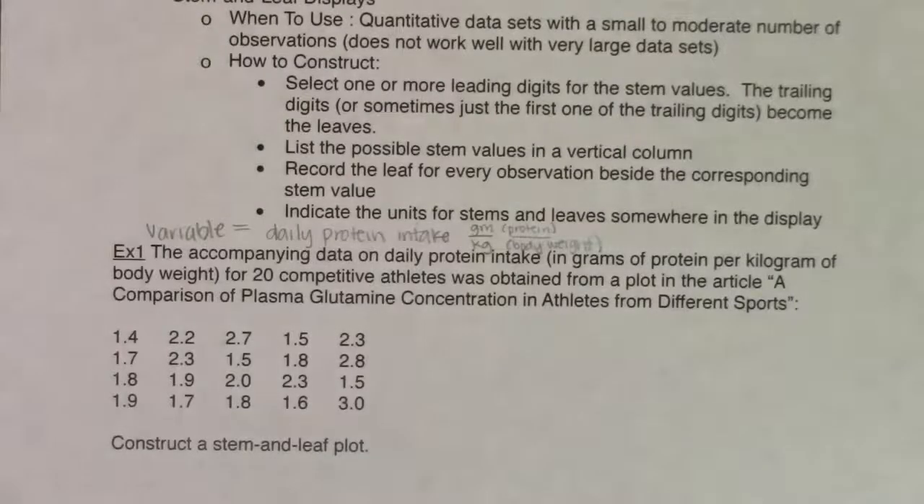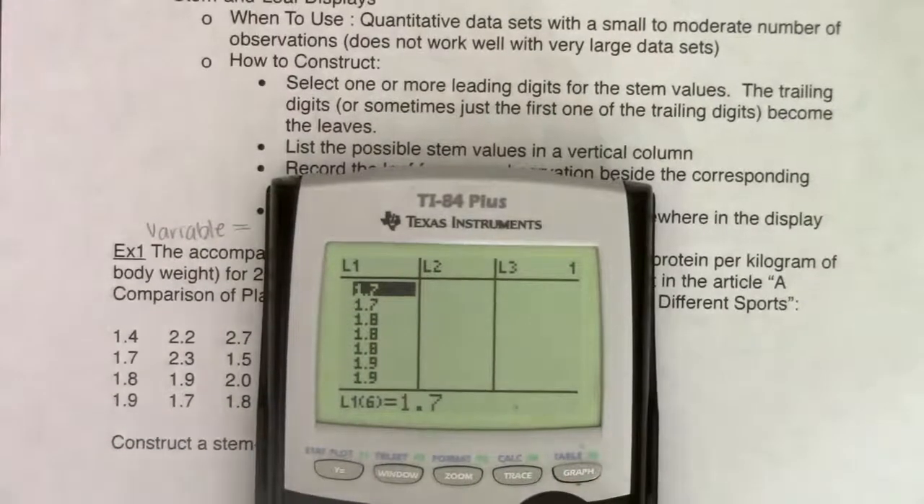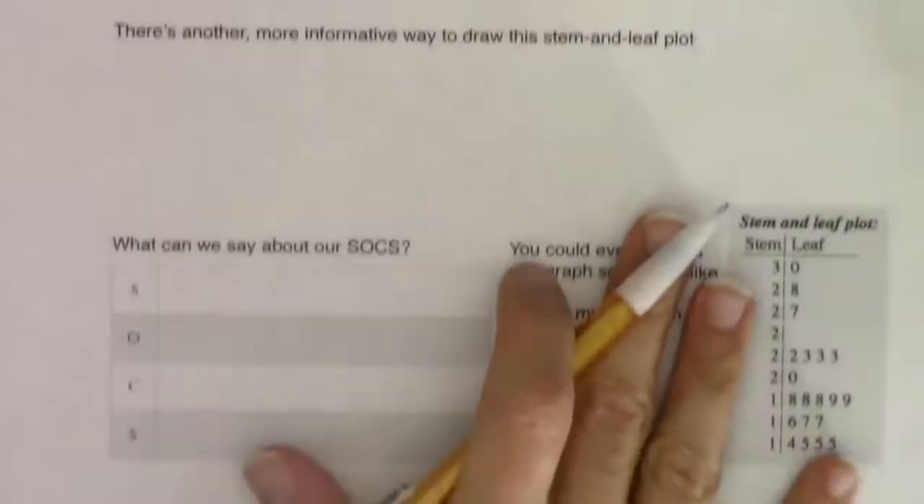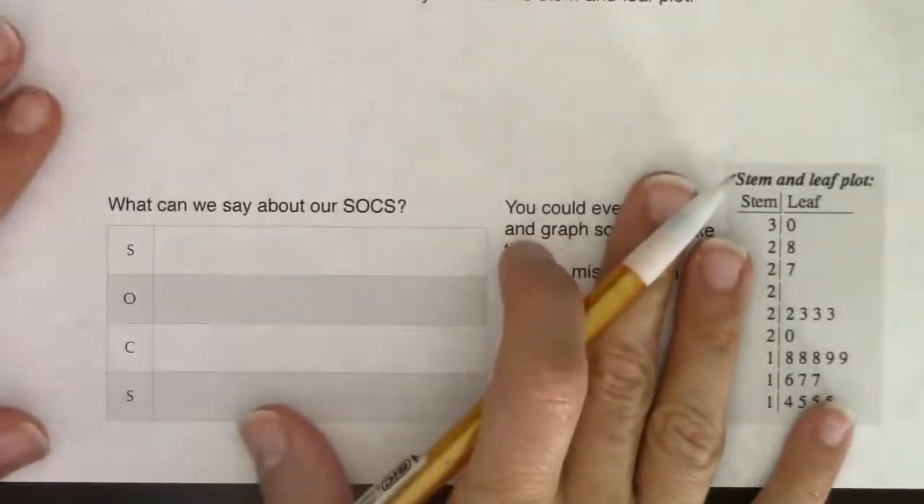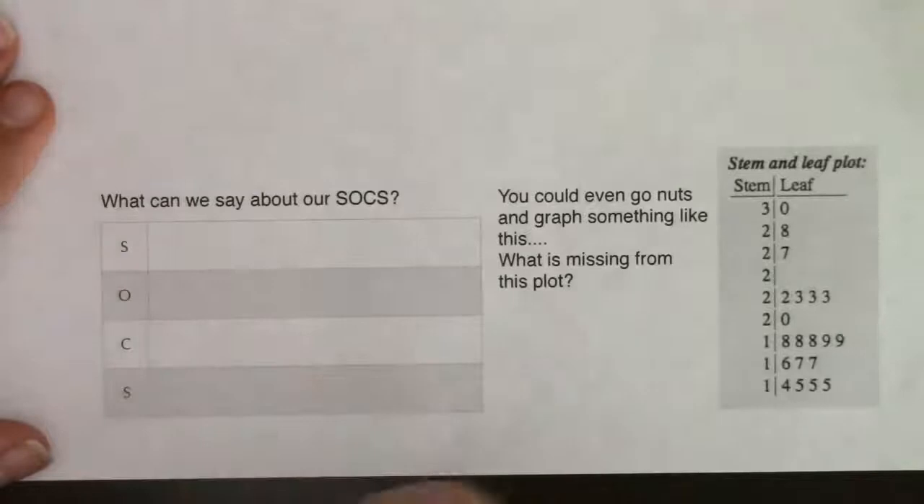Okay. So if I look back at my lists, I want to find the smallest and highest values in here. So let's see what we got. It looks like my minimum was 1.4 and the highest was 3. So if you scooch down to the bottom here, you can see that I've got a spot listed for this. I always want to remind you to write up your SOCS. So if we take a look at the second S, it doesn't really matter which one you do, but I typically put spread down here.